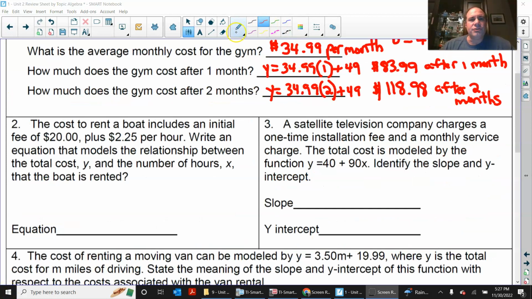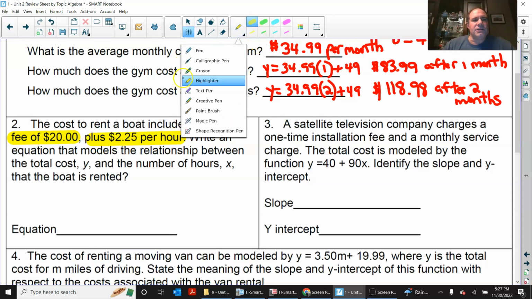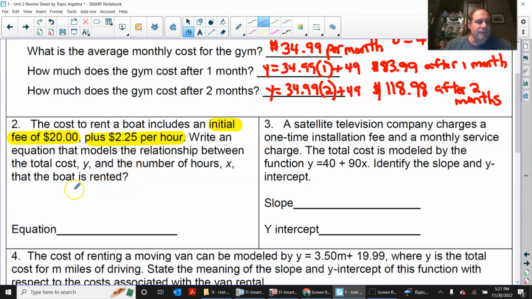Okay, so number 2. The cost to rent a boat includes an initial fee of $20 plus $2.25 per hour. Write an equation that models that relationship. So first, put the m down. Put the b down. What's the initial fee? The initial value, the y-intercept. That's $20.